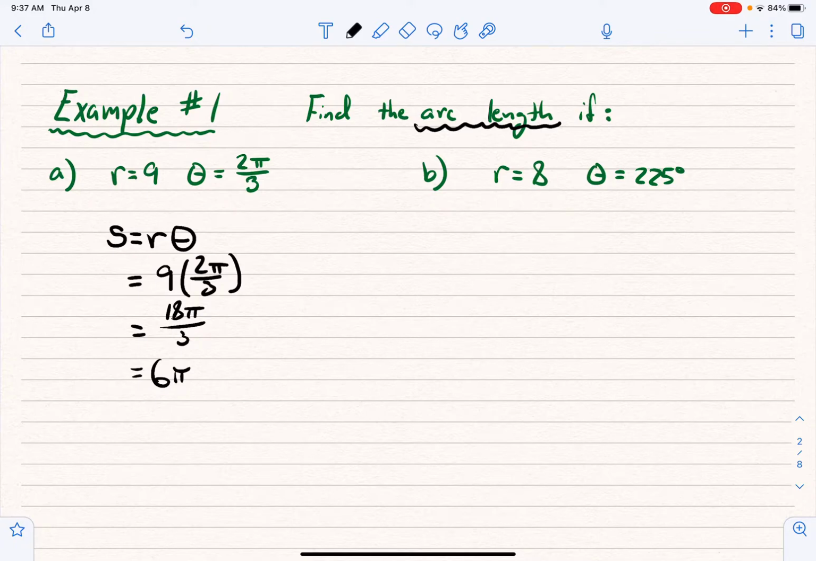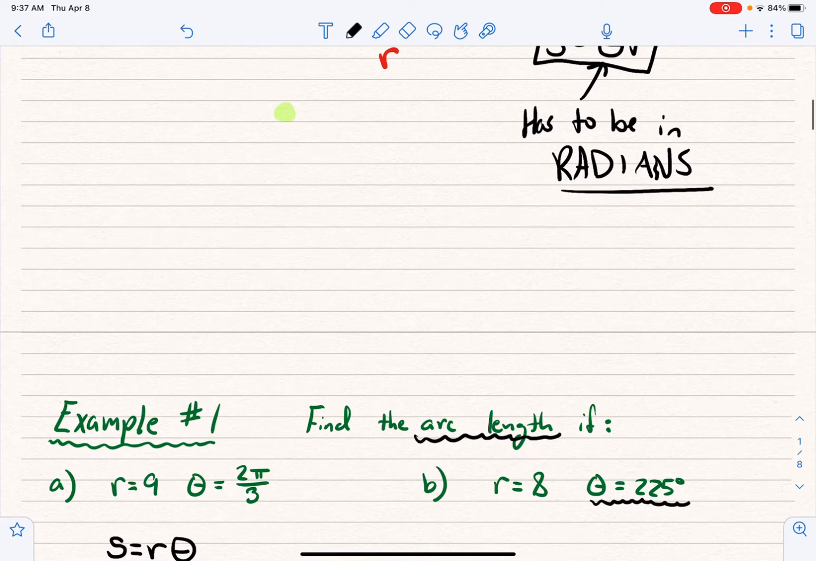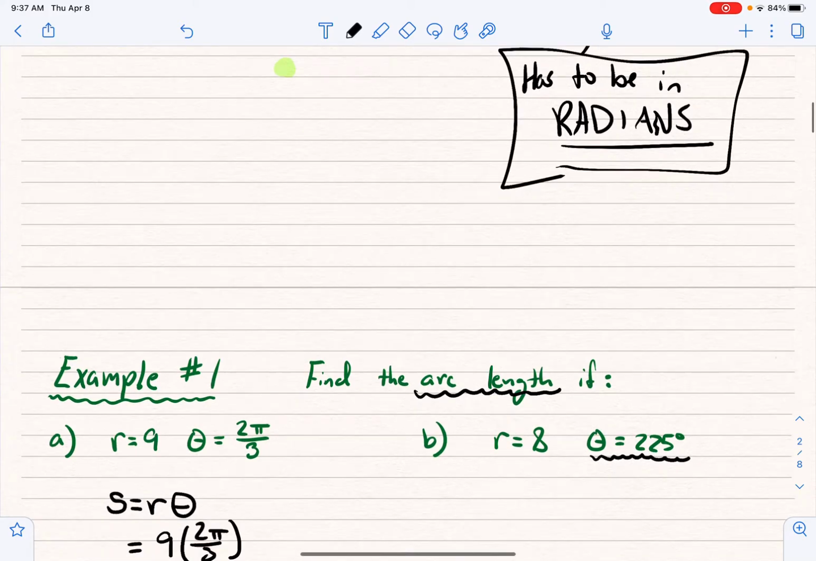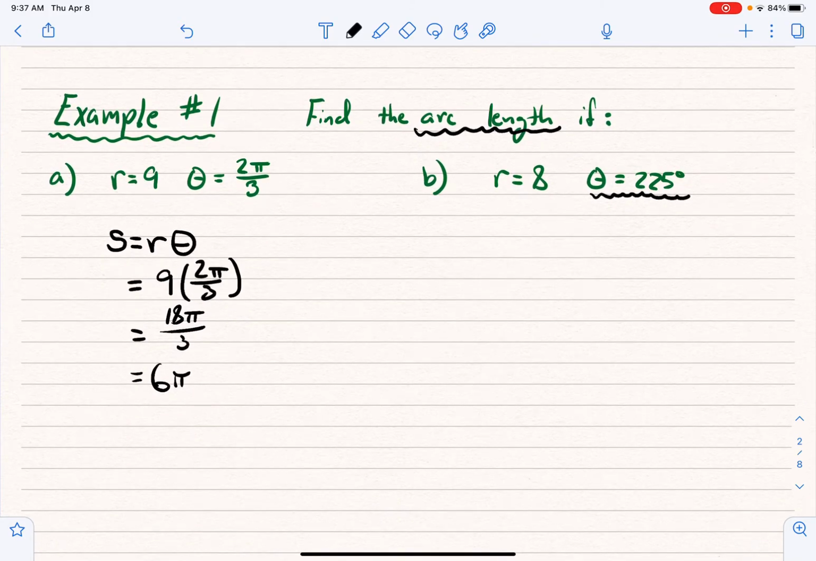Now, this might get a little bit more challenging with the second one because it says that the radius is 8 and theta is 225. But we know that theta has to be in radians. So the first thing we've got to do is convert that. Now, maybe you remember what 225 is. 225 is 7 pi over... No, that's not right. That's 315. 225 is 5 pi over 4.